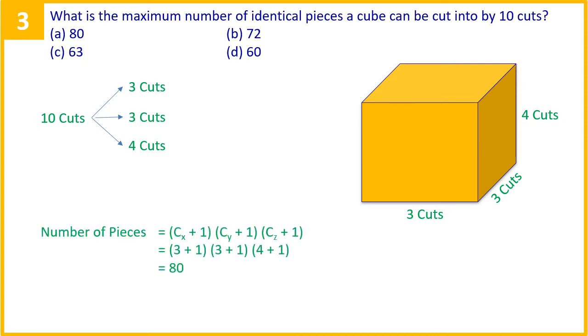So the answer will be 3 plus 1 multiplied by 3 plus 1 multiplied by 4 plus 1, that is equal to 80 pieces that can be generated.